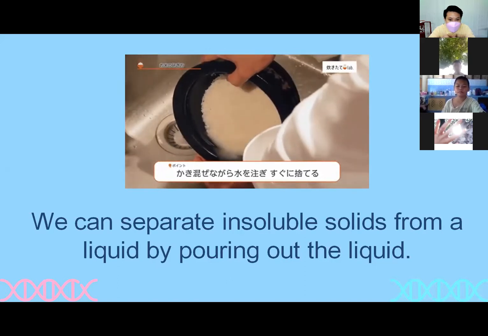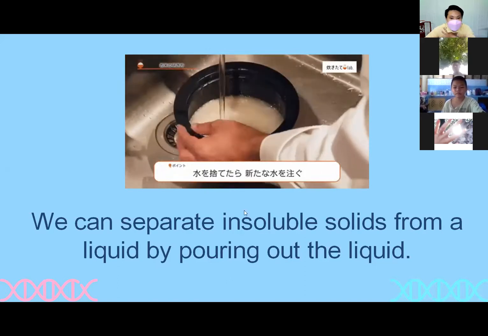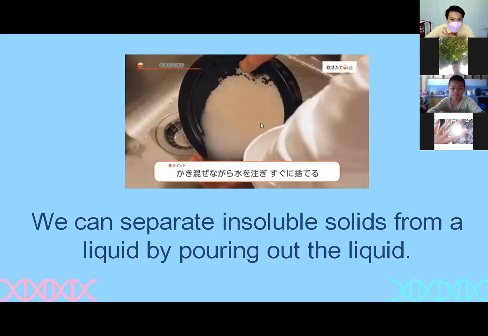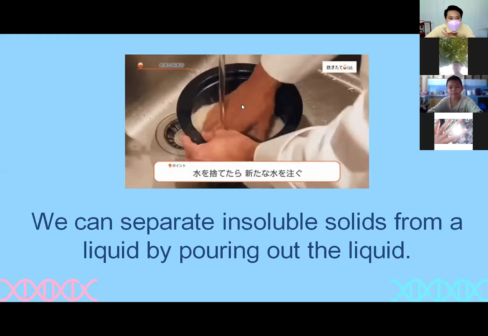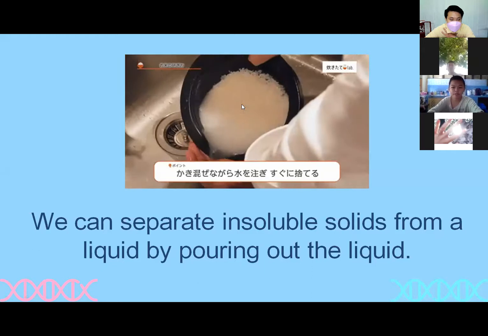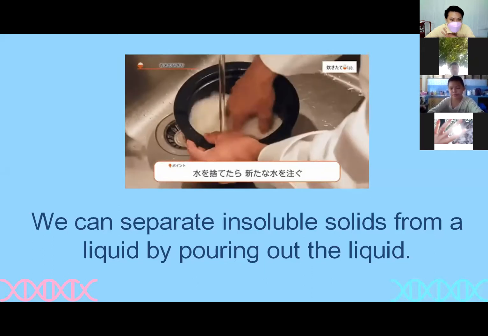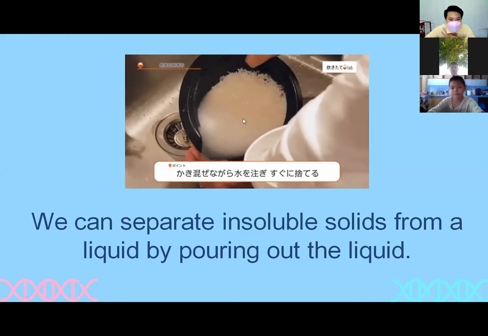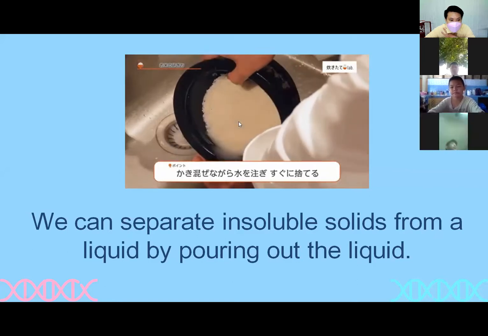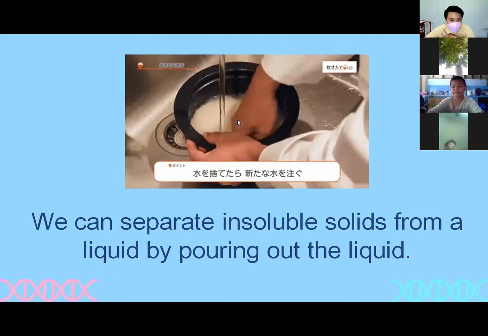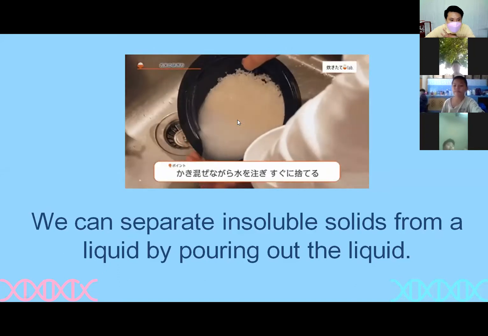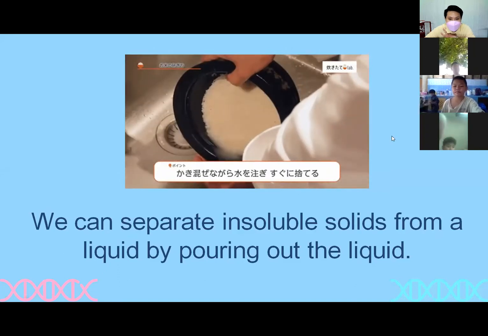Understand? Pour out the liquid so the solid will stay in the pot. Understand? Do you do this when you cook rice? Do you do the same when you cook rice? Yes. Okay.